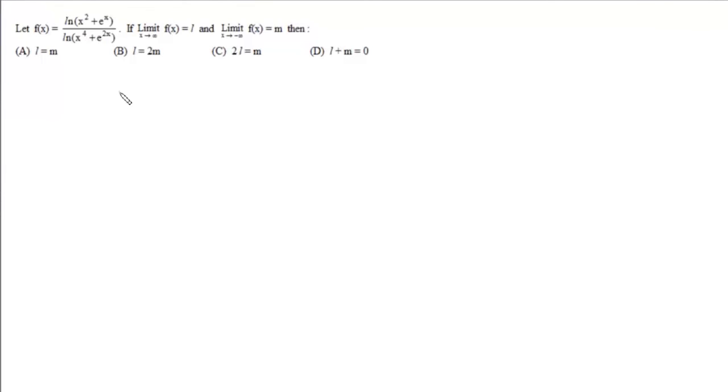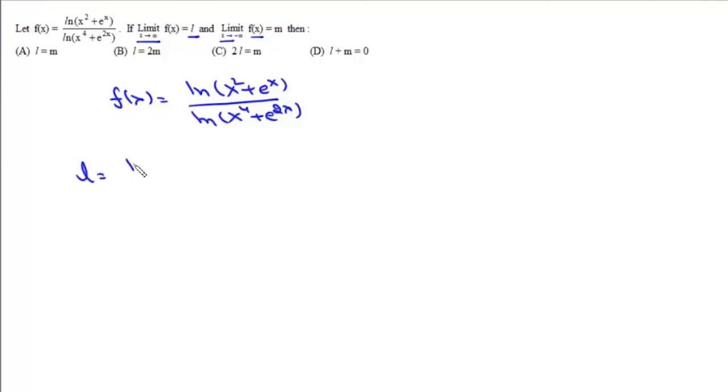Now here the question is, we are given this function f(x) as log x square plus e to the power x upon log x to the power 4 plus e to the power 2x. And this limit x tends to infinite f(x) is L and x tends to minus infinite f(x) is M. Then find the relationship between L and M. Now for L, it will be this limit x tends to infinite log x square plus e to the power x upon log x to the power 4 plus e to the power 2x, which is infinity upon infinity form.